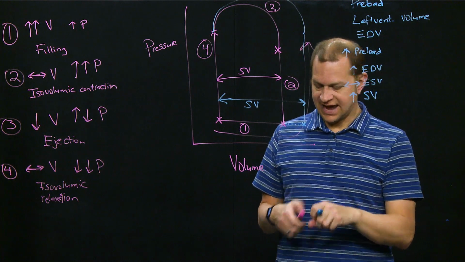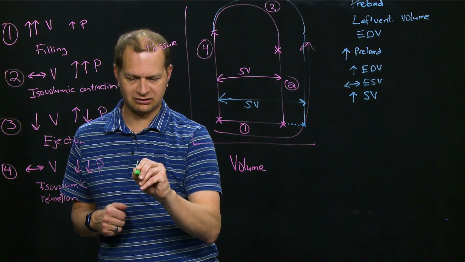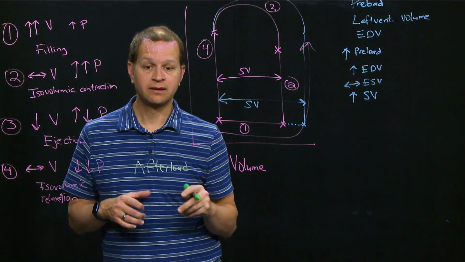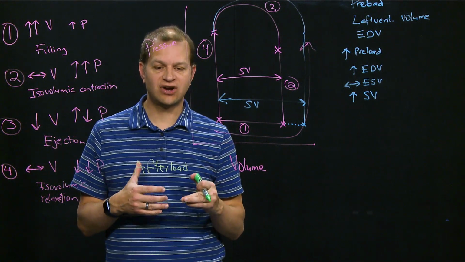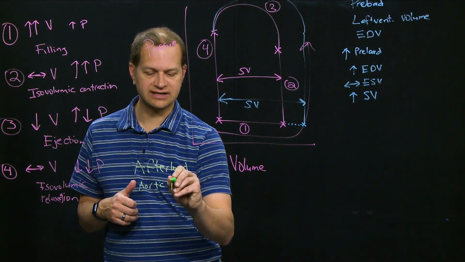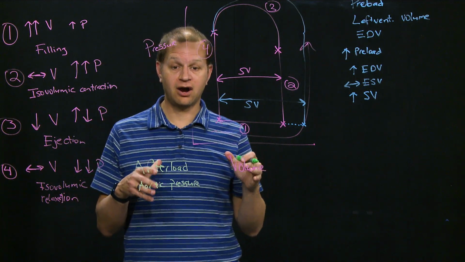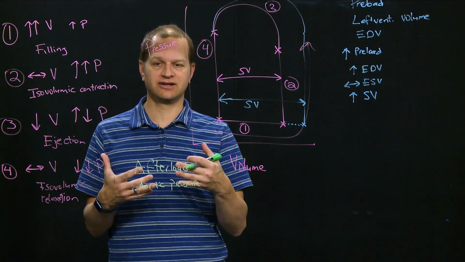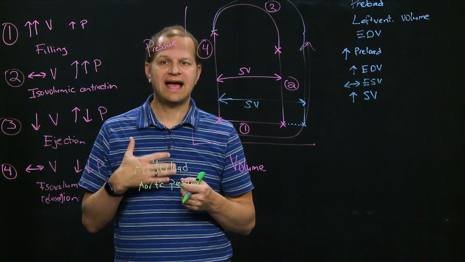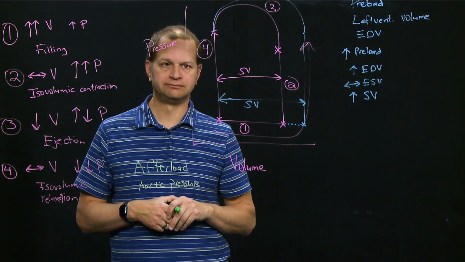All right, next, the other one that we've got is afterload. So I'm going to try and write that here. It's going to get a little cluttered. So we've got afterload. Okay, remember that afterload is the pressure the heart has to contract against. Or in other words, it's aortic pressure. Okay, as aortic pressure increases, afterload increases, which means it's more difficult for the heart to generate enough pressure to get blood out of the ventricle. Okay, so again, I'm going to pause the video here. What's going to happen to this curve, to the pressure volume loop, if we increase afterload?